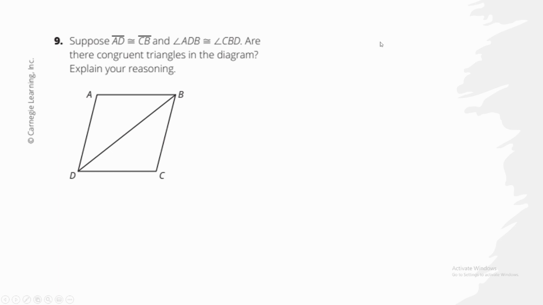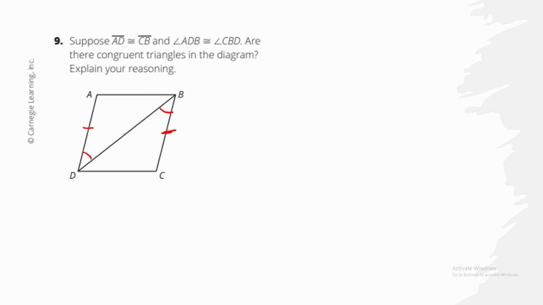Awesome. Next up, it says suppose segment AD is congruent to segment CB. This is going to be a congruency thing, so let's mark this off. AD is congruent to CB right here. And then angle ADB is congruent to angle CBD right here. Are there congruent triangles?